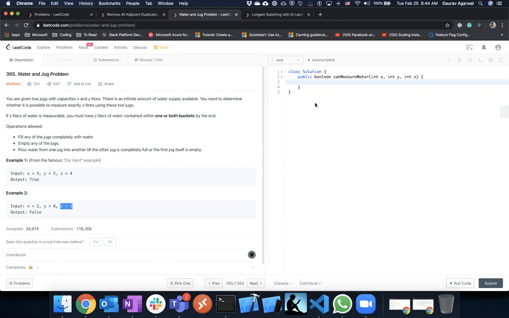So is it like we need to add it and then we measure it? Let's say the first example. Actually there are operations given, so we need to read about those operations. Yes, that's a good point. I missed it. So we have jug 1 with capacity 3, and jug 2.